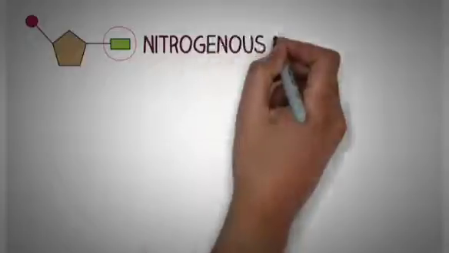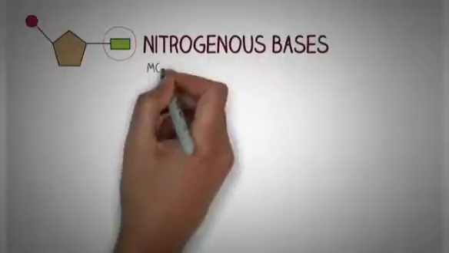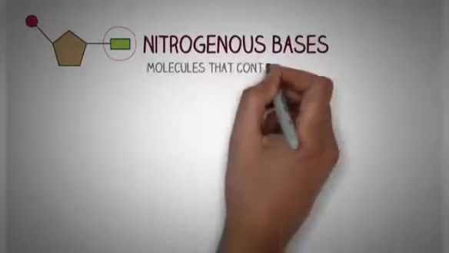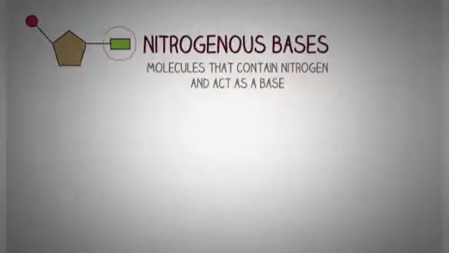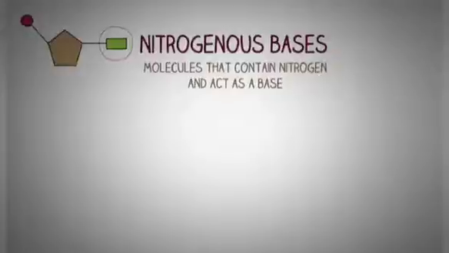Now the third important structure present in a nucleotide is the nitrogenous base. Nitrogenous bases are basically molecules that contain nitrogen in varying amounts and they act as a base.